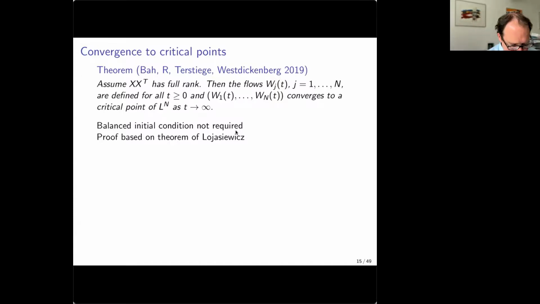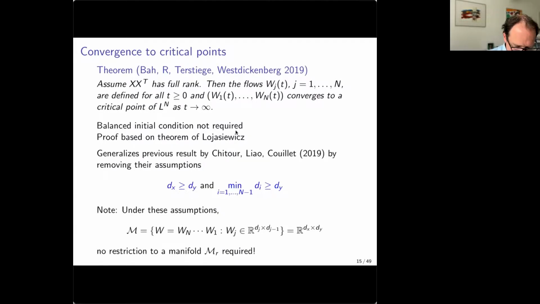Just as a remark, here we don't need this balancedness anymore. It's just for this Riemannian gradient flow interpretation. And the proof is based on a Lojasiewicz theorem, which requires us to show that this tuple stays bounded. This is somehow the non-trivial part, because it's rather easy to show that the product is bounded, but then we need to show that also the factors of this product stay bounded. It generalizes some previous result by these people.